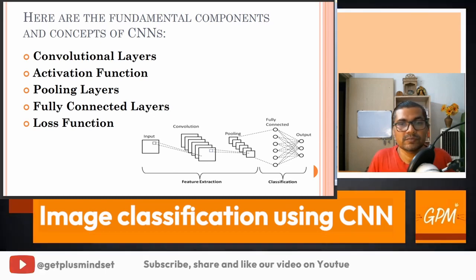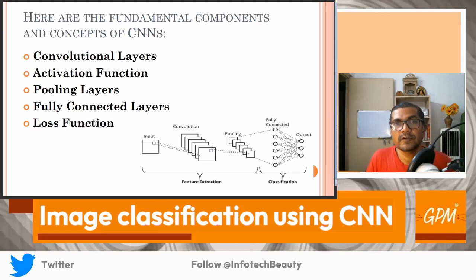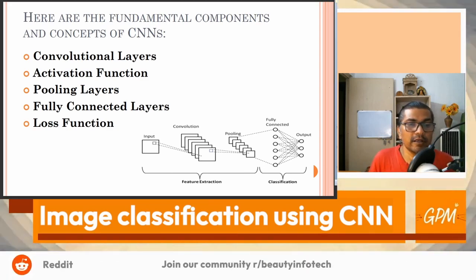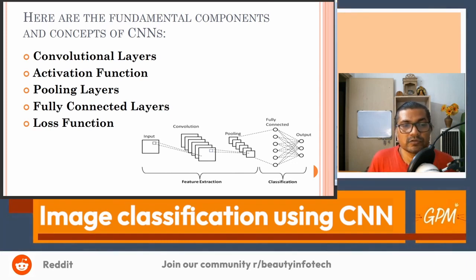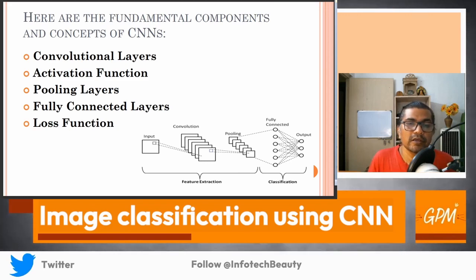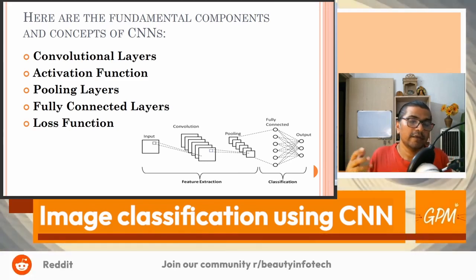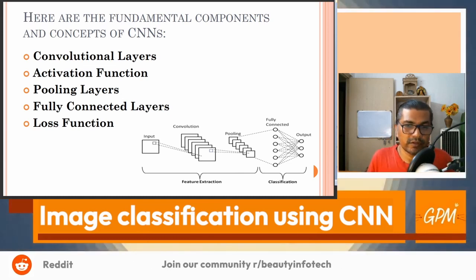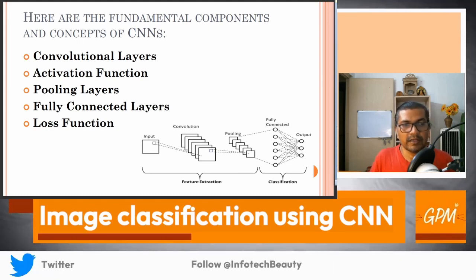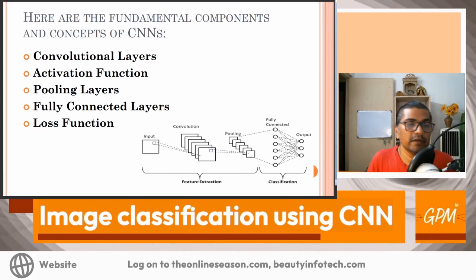Here another concept is called the loss function. The loss function is used to measure the difference between the predicted output and the target label during training. For classification tasks, the commonly used loss functions include softmax, and we'll use softmax in the example you will see. These include softmax cross entropy for multi-class classification and binary cross entropy for binary classification.